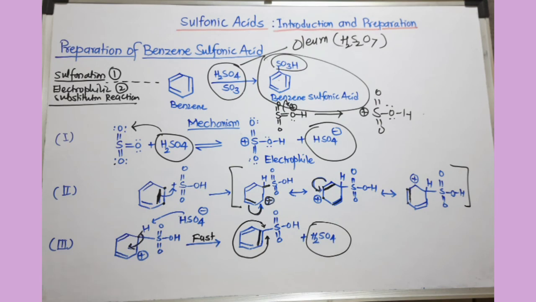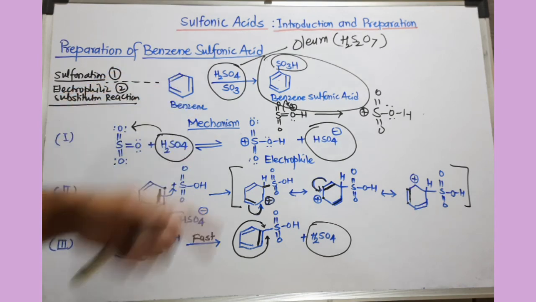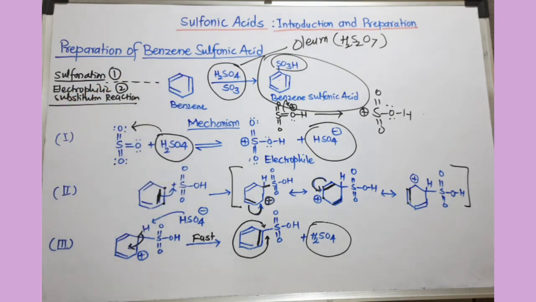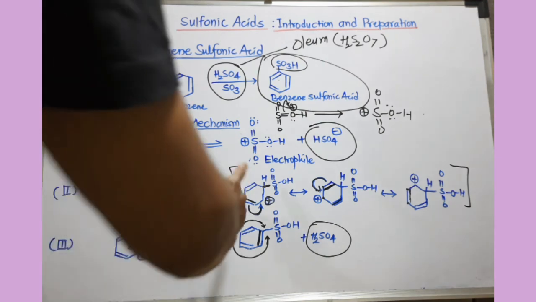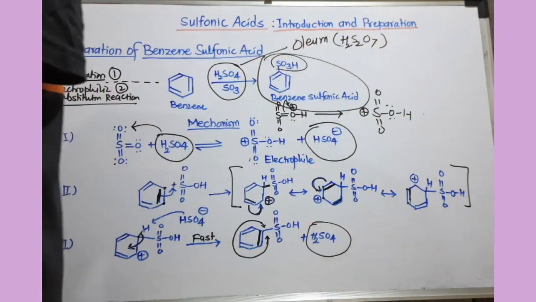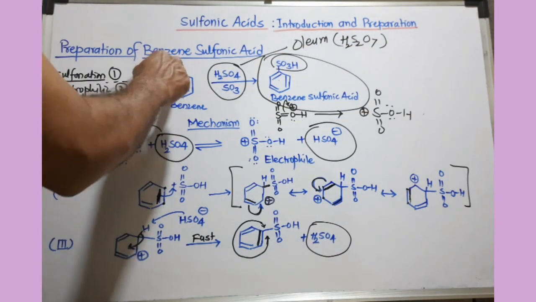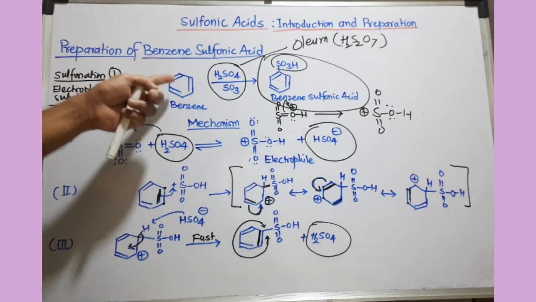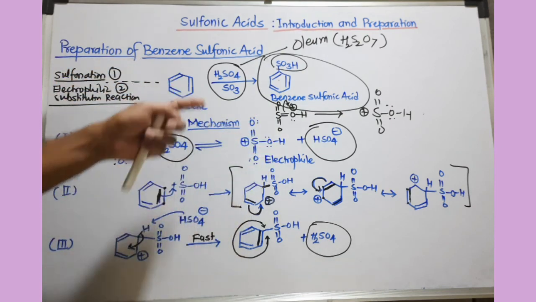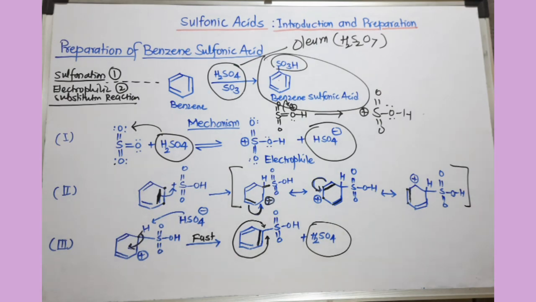In this way, by using this oleum, you can produce benzene sulfonic acid. If there is another substituent present on the benzene ring, we have to consider its directive influence. An ortho-para directing group will direct this electrophile towards the ortho and para positions. In that case, we'll get two products. And if a meta-directing group is there, that group will direct the incoming electrophile towards the meta position. So in this way, we can write a sulfonation reaction for a substituted benzene ring.